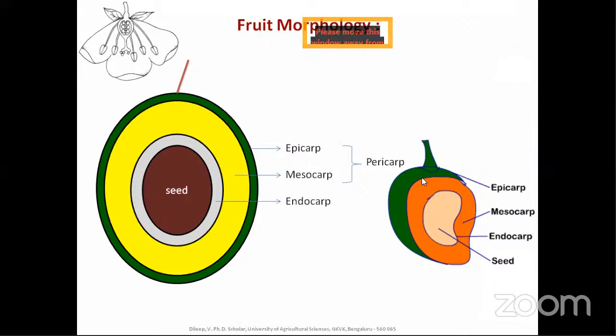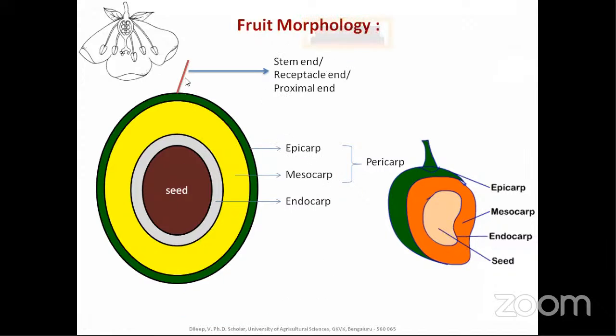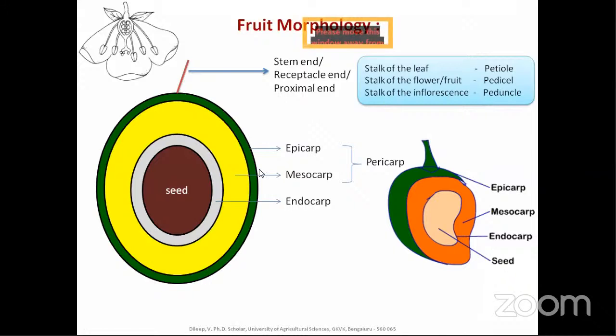In a mango, we can see the outer portion, the epicarp, the mesocarp, and the endocarp, and inside the endocarp there will be the seed. The stalk end is called the stem end, receptacle end, or proximal end, and the opposite is the distal end. Here you can also get some other questions. What is the stalk of the leaf called? The stalk of the leaf is called petiole, and the stalk of the flower or fruit is called pedicel.